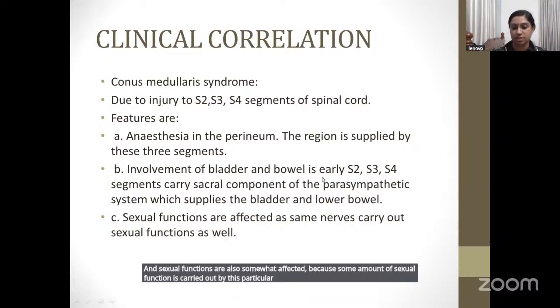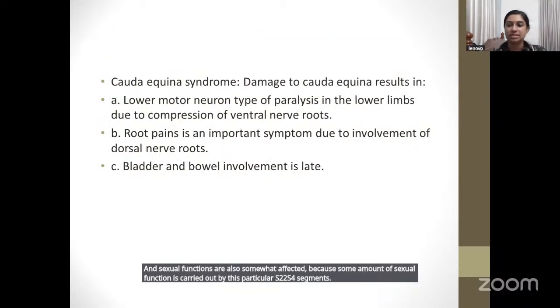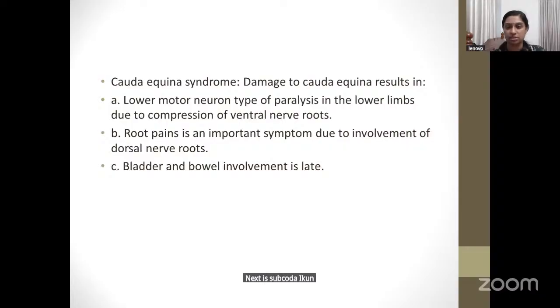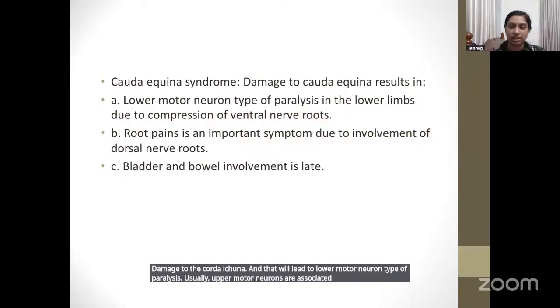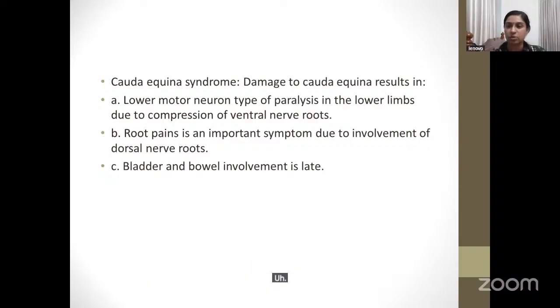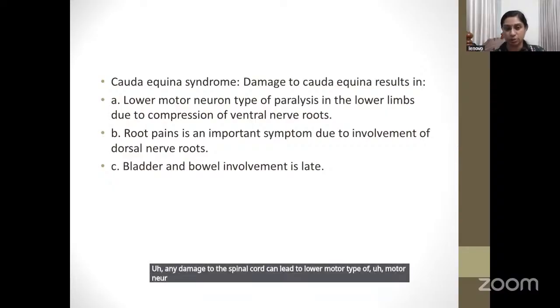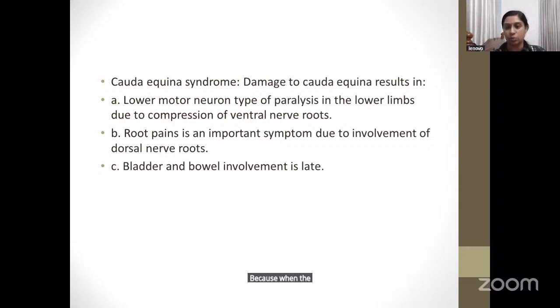Next is the cauda equina syndrome, which is the result of damage to the cauda equina. That will lead to lower motor neuron type of paralysis. Usually, upper motor neurons are associated with the brain and the brain stem, and lower motor neurons are associated with the spinal cord. So damage here can lead to lower motor neuron type of paralysis in the lower limbs due to the compression of the ventral nerve roots. Why ventral nerve roots? Because ventral nerve roots are associated with the motor system.